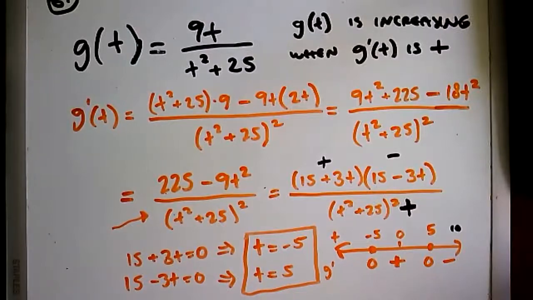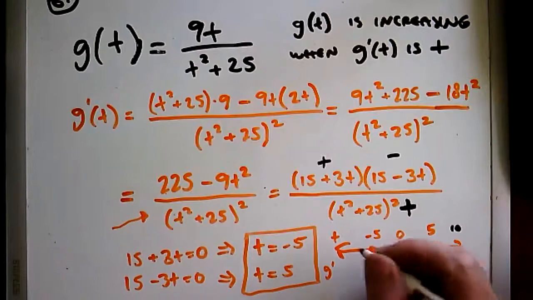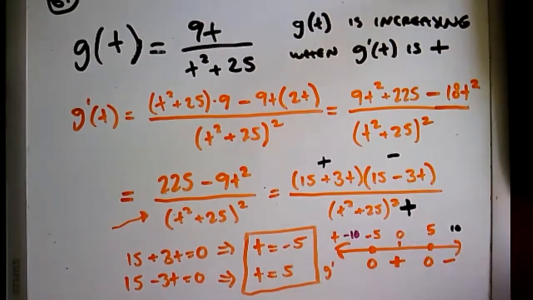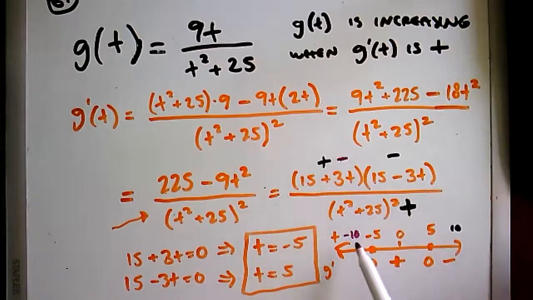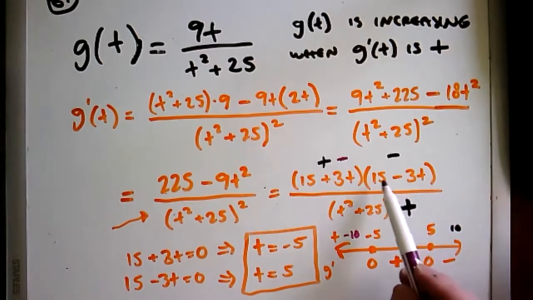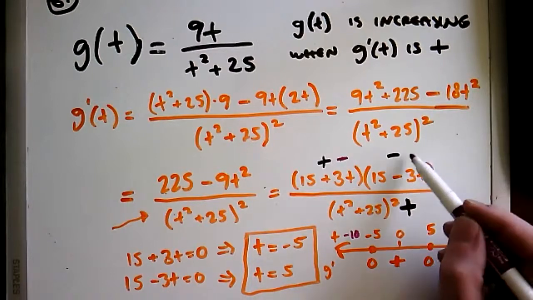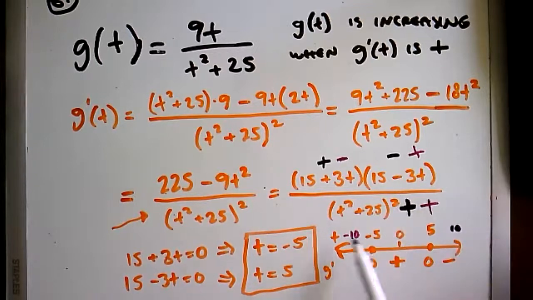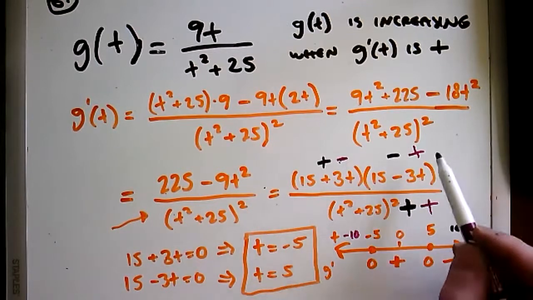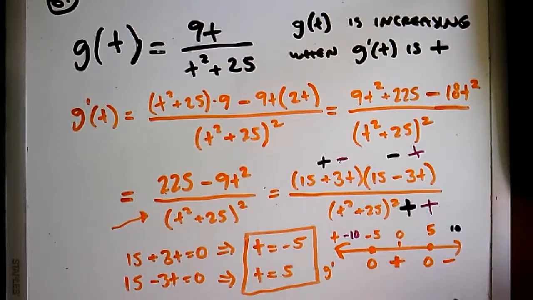Same reasoning for a value that's less than -5. I'm going to choose maybe -10. If t equals -10, then 15 plus 3 times -10 is going to be negative. And then if I plug in -10 here, I'd have 15 minus 3 times -10, so that's actually 15 plus 30. So that factor is positive, and the denominator is positive. So just looking at my purple work here, I'd have a negative times a positive divided by a positive, so negative.